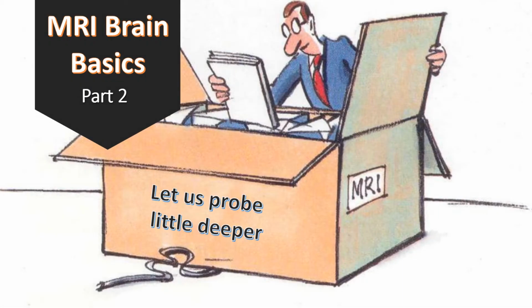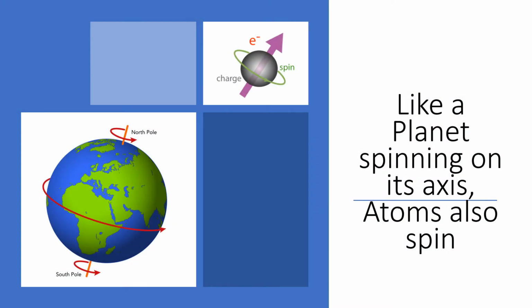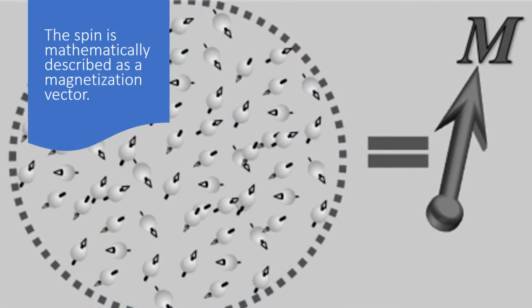MRI Brain Basics Part 2. Let us probe a little deeper. One of the unique properties of an atom is spin. Like a planet spinning on its axis, atoms also spin. The spin is mathematically described as a magnetization vector.